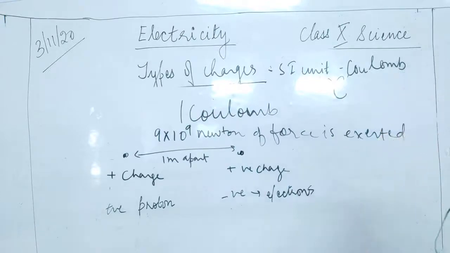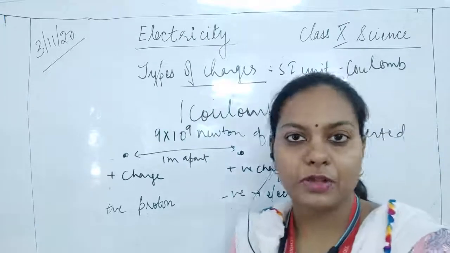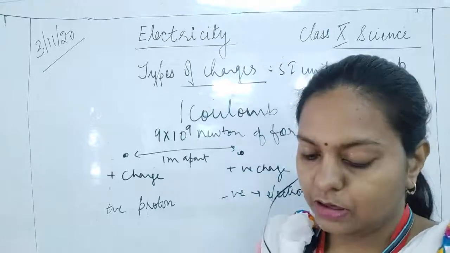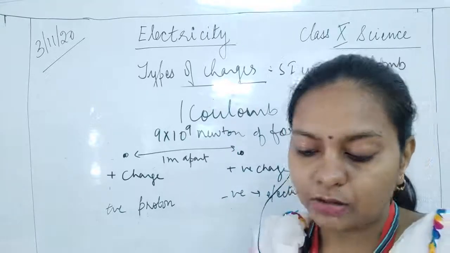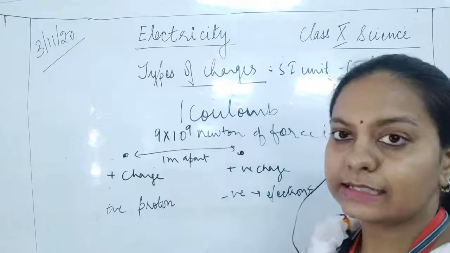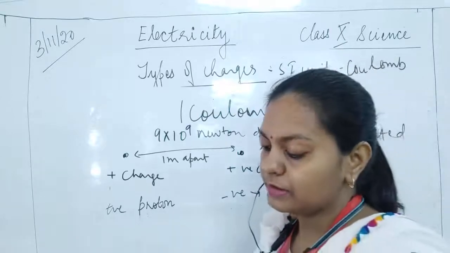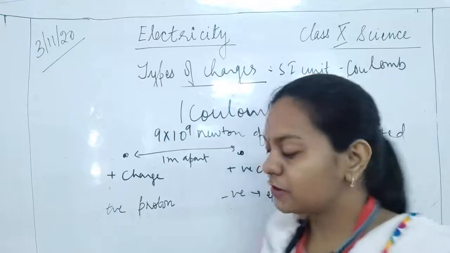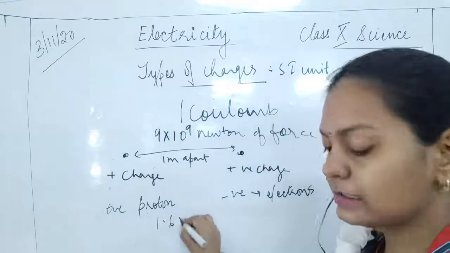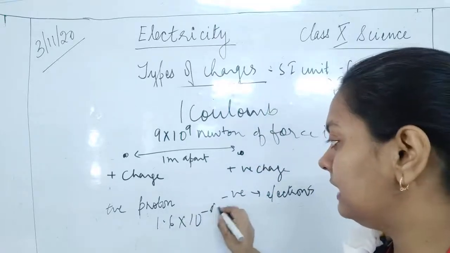We have already seen where these protons and electrons are present in the atom. Okay, so we know that all matter contains positive as well as negative charges, which is said to be electrons. The proton possesses a positive charge which is equal to 1.6 into 10 to the power minus 19 coulomb.